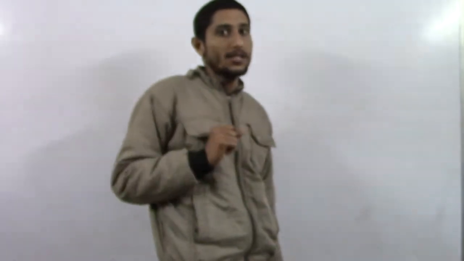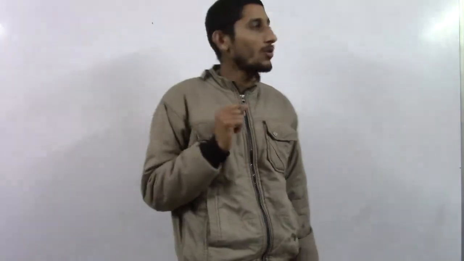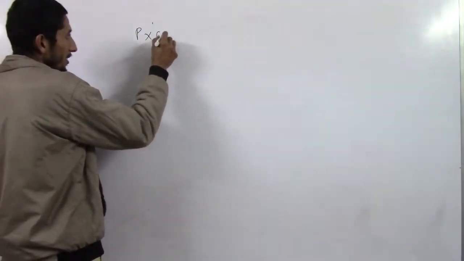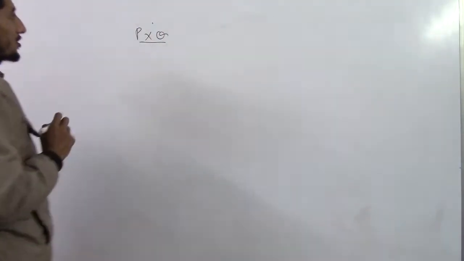In this lecture we are going to multiply two matrices. This question is very important from the knowledge point of view as well as the exam point of view. First of all, let me show you how two matrices can be multiplied. Let's say P is a matrix and Q is a matrix. I have to multiply P cross Q.